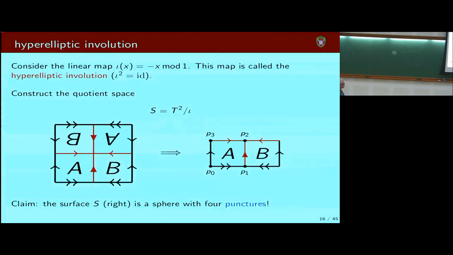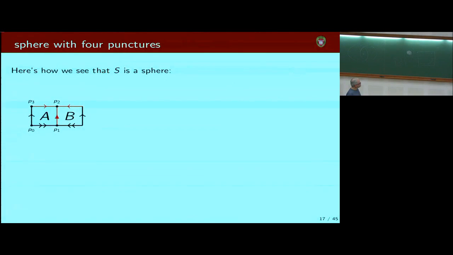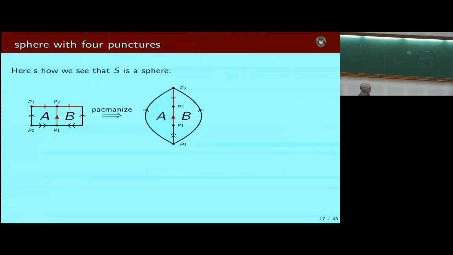It's a sphere, but with 4 punctures in it, and the punctures are the points P0, P1, P2, P3. So let's show that it's a sphere. Here's my surface. What I want to do to show that it's a sphere is zip up these identifications, right? So these arrows correspond to things that are identified to each other, so I can glue them together, also called zipping. It's also called Pacmanization, because one way you identify this, you've got these 2 arrows and you kind of close them up, and it starts looking like a Pac-Man mouth when you glue these things together, right?